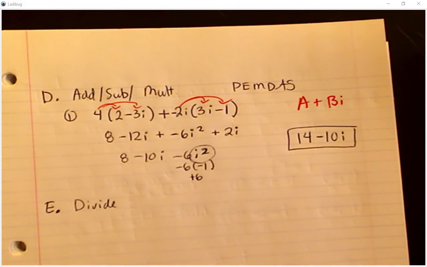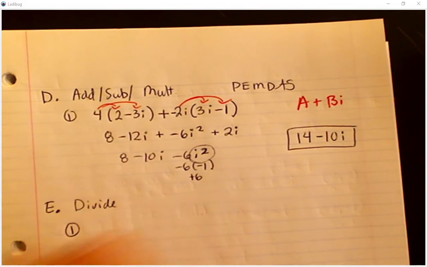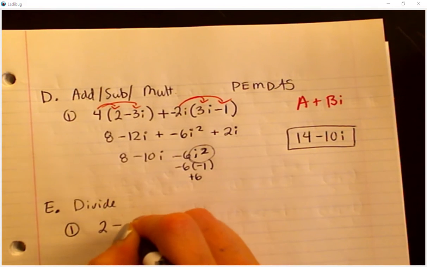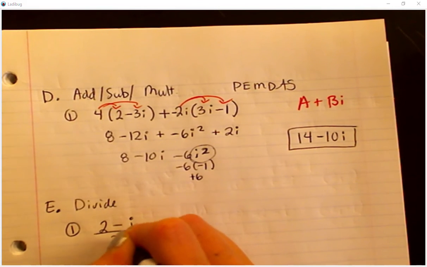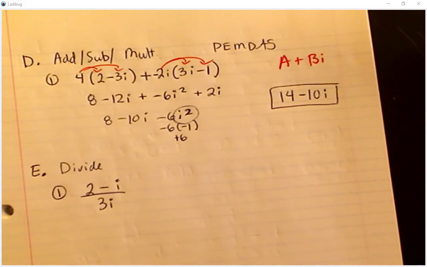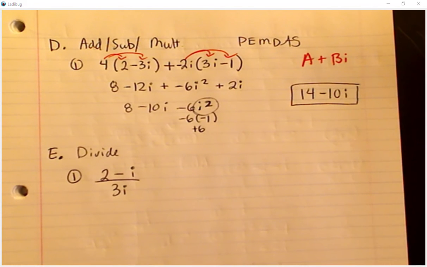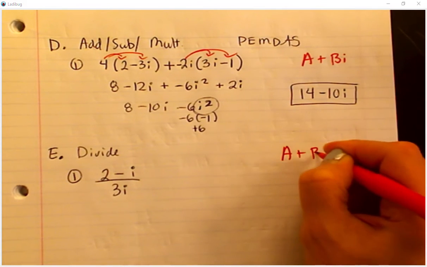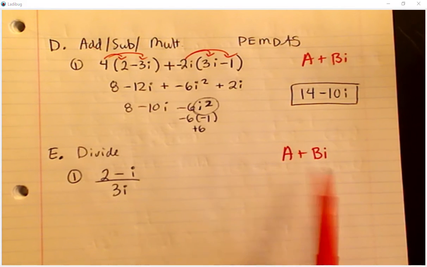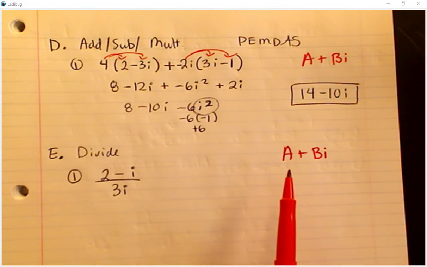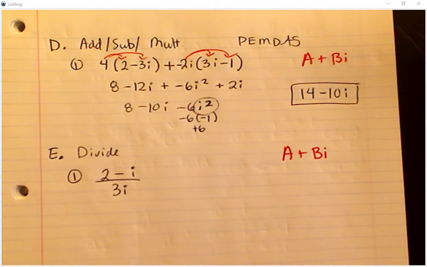All right, so now we're going to look at divide. Let's pick a question. 2 minus i over 3i. What might be the problem with that? Well, first thing, it doesn't look like this. Second thing, that's a radical in hiding. Where is my radical hiding? In the denominator.